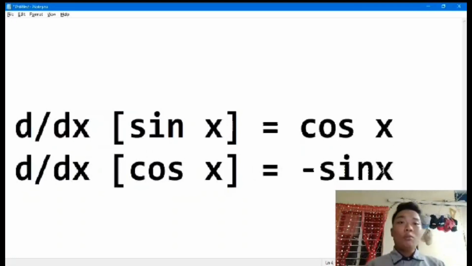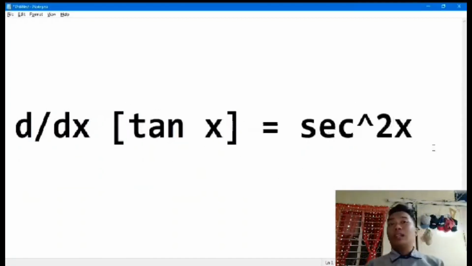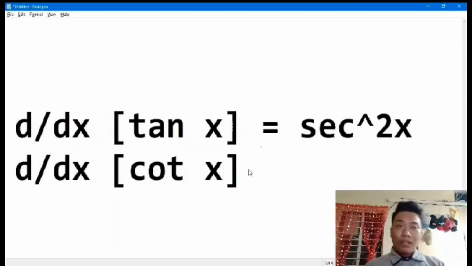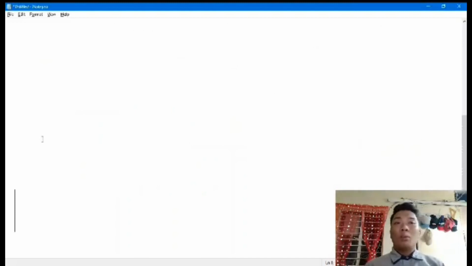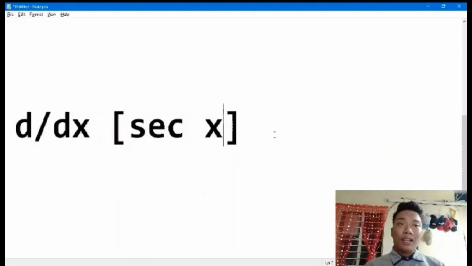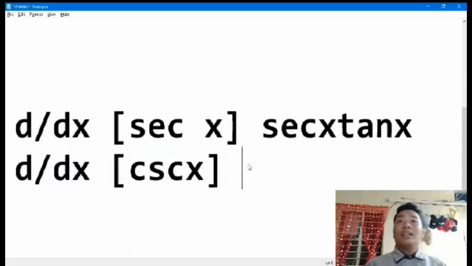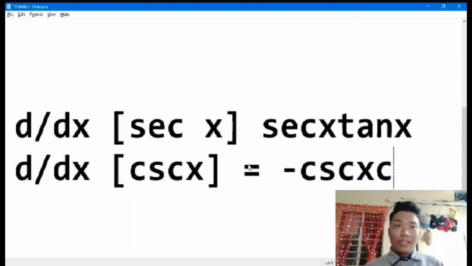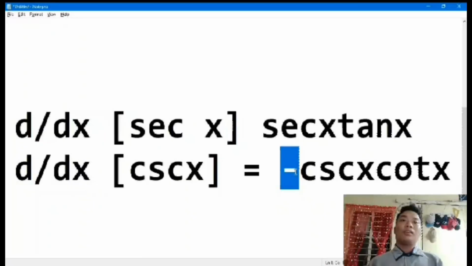Now, look for the pattern as I type the trigonometric functions. The derivative of tangent is secant squared. The derivative of cotangent, the cofunction of tangent, is cosecant squared, but with a negative sign. The derivative of secant x is secant x tangent x. The derivative of cosecant x is negative cosecant x cotangent x.